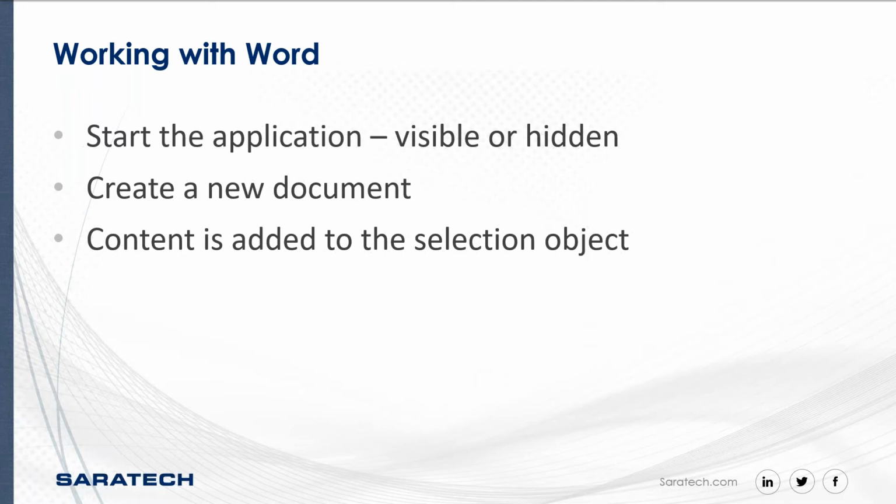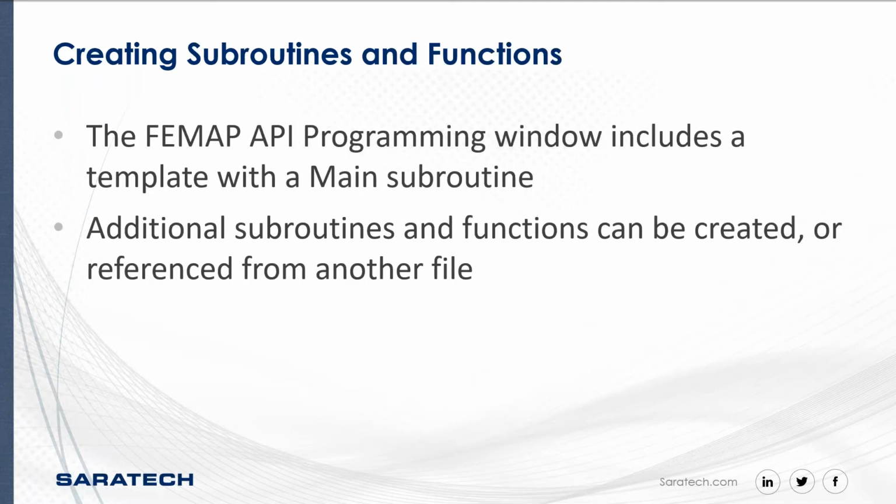We'll also need to create a new document to work with, and we'll be using the selection object to add content. So that's images and texts. We'll also be creating some subroutines and functions. You'll notice that the Femap API programming window includes a template that has a main subroutine, but we can add additional subroutines or functions if we want to, or we can reference them from other files.